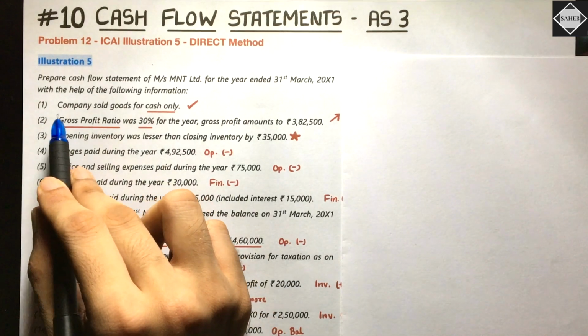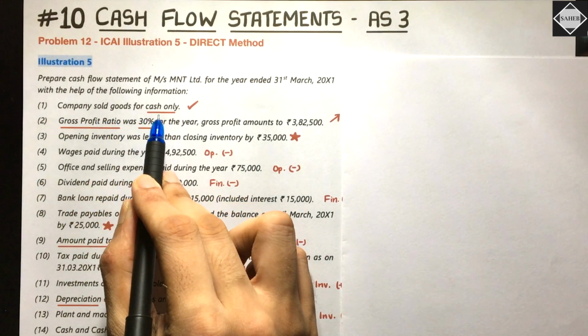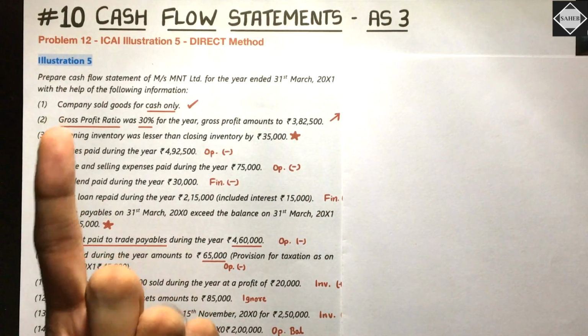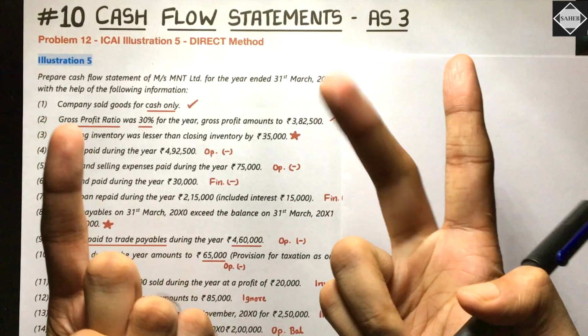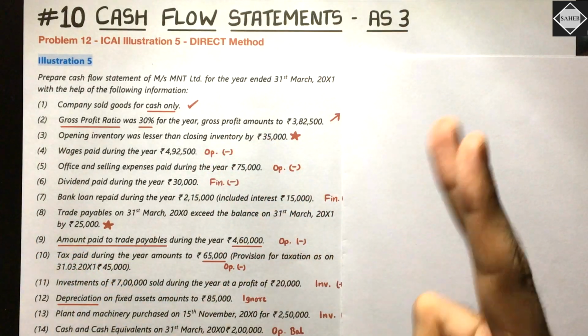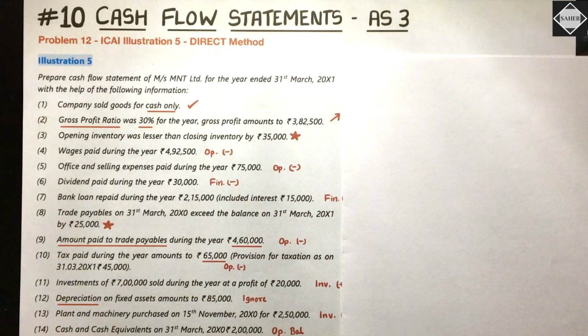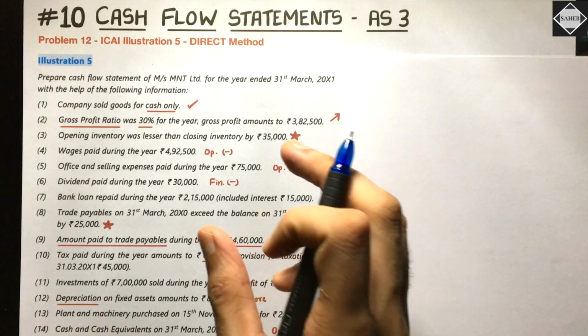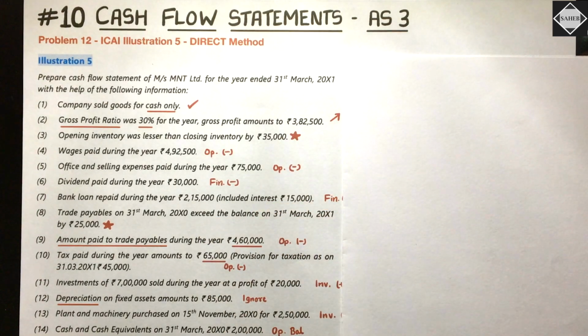See, first they are saying the company sold goods for cash only. So, I told you first we will talk about sales, right? In sales we have cash sales and credit sales. The question is saying this company is selling on cash basis only, no credit basis. So that means you don't have credit sales over here. Whatever sales you find out over here, that sales will be cash sales. Directly you can take that in the cash flow statement. You will add it in the operating activity.